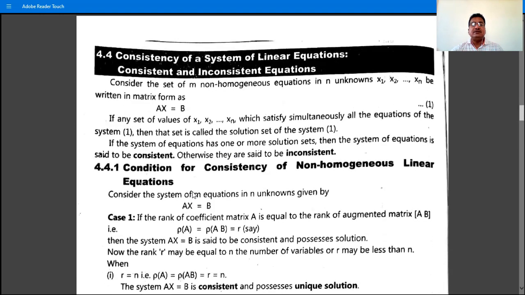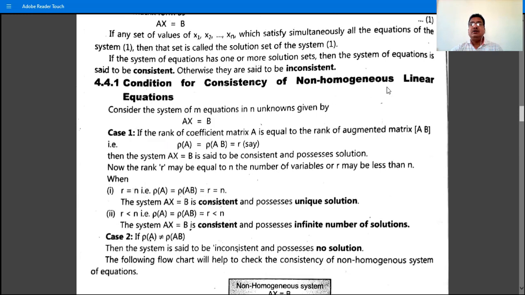So, the condition for the consistency of a non-homogeneous linear system: if the rank of A, the matrix of coefficients, is equal to the rank of the augmented matrix A|B, that is, if these two ranks are the same, then we say the non-homogeneous system AX equal to B is consistent, or we say it has a solution, possesses a solution.